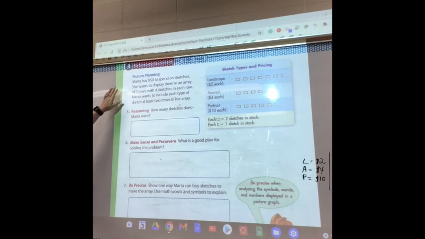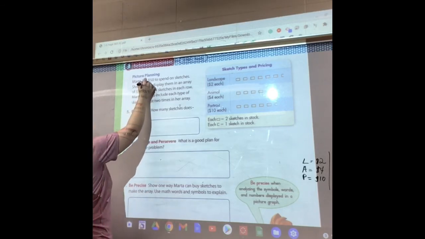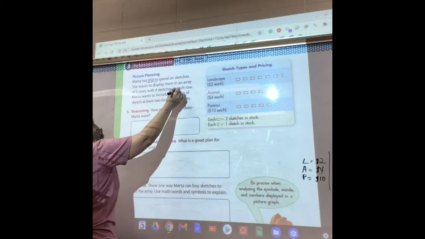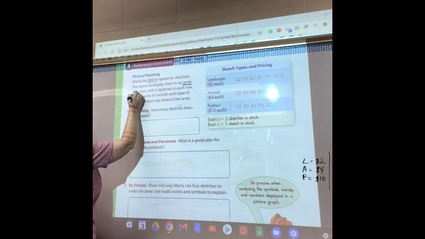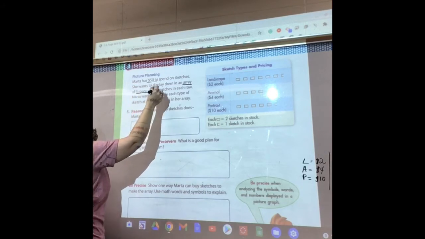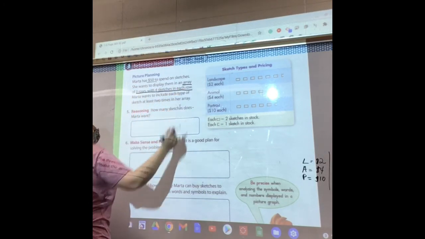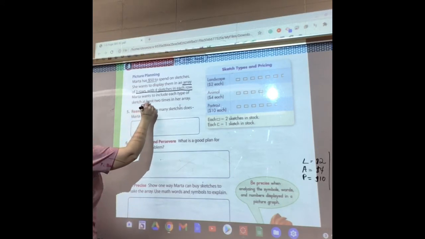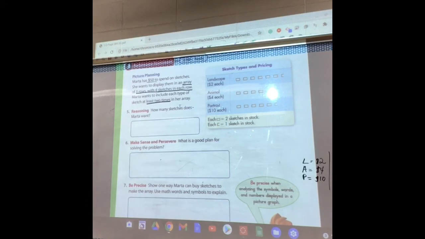So let's look at our scenario now that we've looked at our chart so we can try to answer our reasoning question. It says, Marta has $50 to spend on sketches. She wants to display them in an array, right? We know what an array looks like. She has 3 rows with 4 sketches in each row. Martha wants to include each type of sketch at least 2 times in her array. So when we're coming up with what she's going to buy, at least 2 of each one. So how many sketches does Martha need?